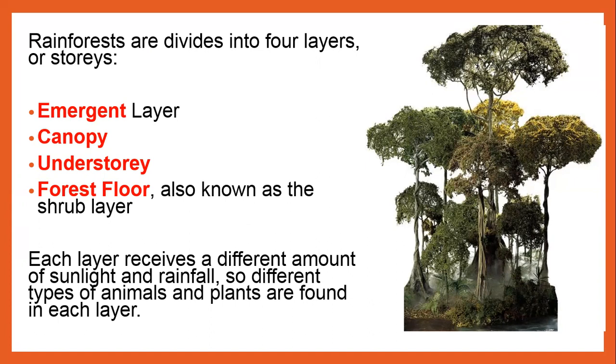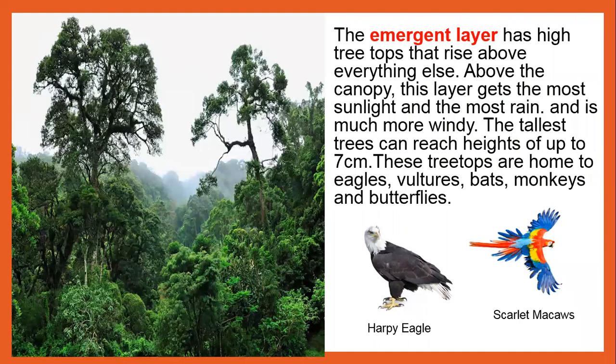The emergent layer is right at the top where the tallest trees are. Then the next set of trees just below it is the canopy of the rainforest. Below the canopy, you have the understory. And right at the bottom, you have the forest floor, also known as the shrub layer.